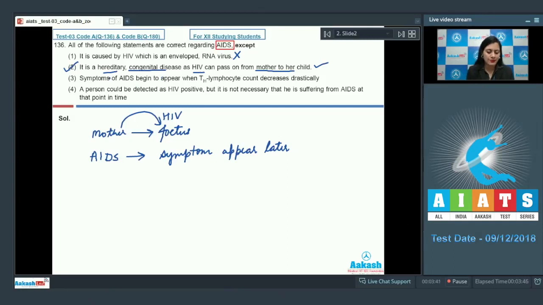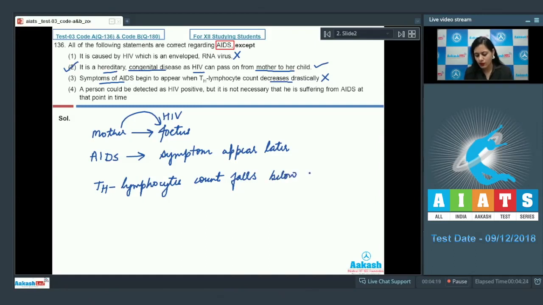The third statement given is, symptoms of AIDS begin to appear when T helper lymphocyte count decreases drastically. And as it's a correct statement, so this cannot be a correct answer because symptoms appear when these T helper cells or T helper lymphocytes, their count falls drastically below 200 per mm³ of blood.